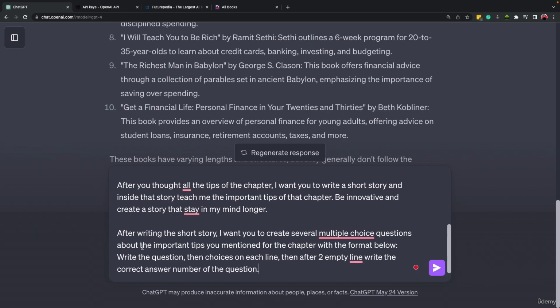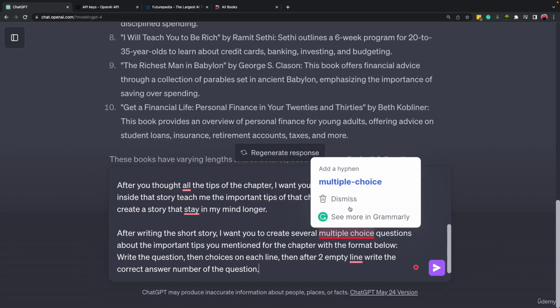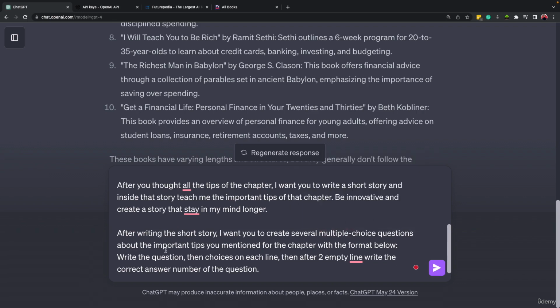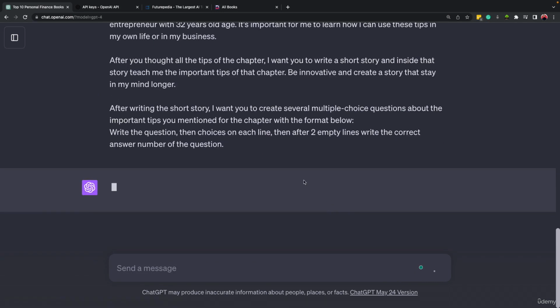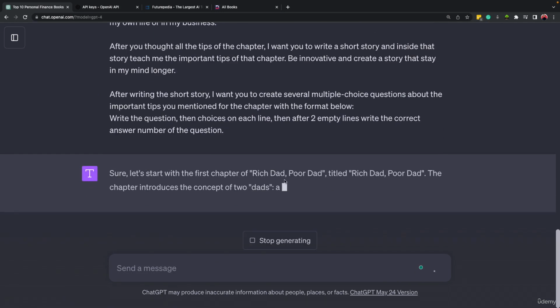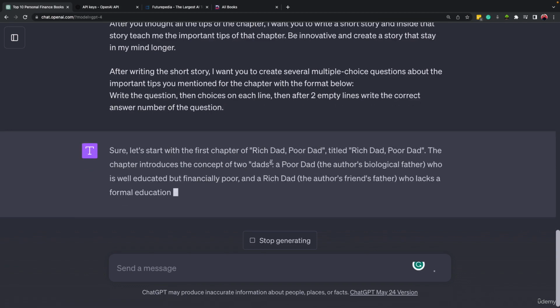All right. After that, I mentioned after writing the shortest story, I want you to create several multiple choice questions about the important tips you mentioned for that chapter with the format below. Write the question, then choices on each line, and after two empty lines, write the correct answer number of that question. Okay, so let's submit this and let's see what ChatGPT will do.